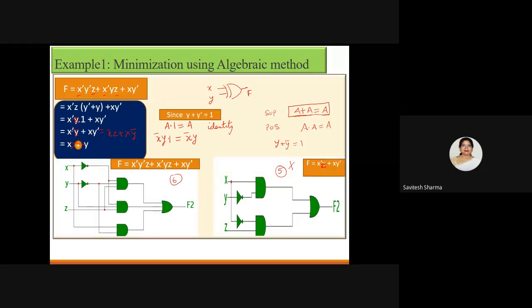So now finally you will get x complement z. So this is your final expression. So this is a correct expression, right? x complement z plus x y complement is the correct expression. And the implementation here I am showing, it is correct. You see, this will generate x y complement, and this will generate x complement z, and finally you will get the sum of x complement z plus x y complement. So this circuit is correct.